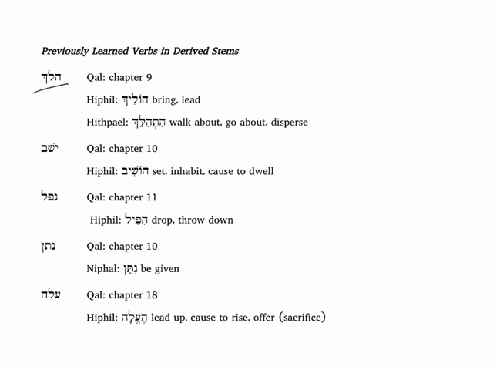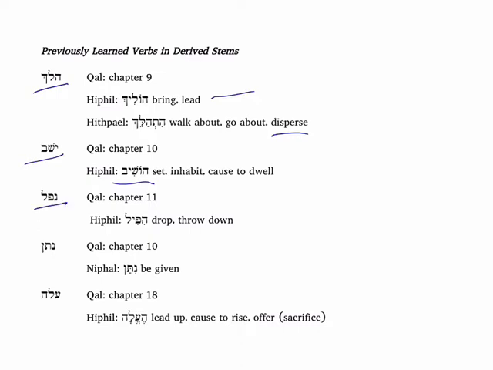And then we know the word halak, to walk or to go. In the hifil, holik, to make someone go, that is to lead them. Or the hitpael, hithalek, to walk about, to go from place to place. Or it can mean to disperse. Yashav, we know, means to sit or to dwell. And in the hifil, hoshiv, to set something in place or to cause people to dwell in a place, like to settle a group of people in a town.